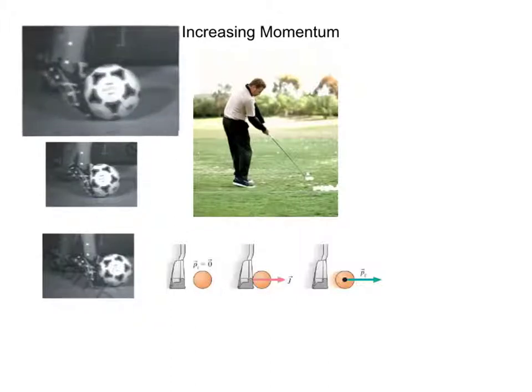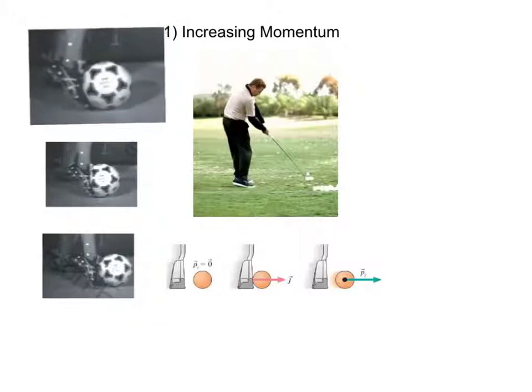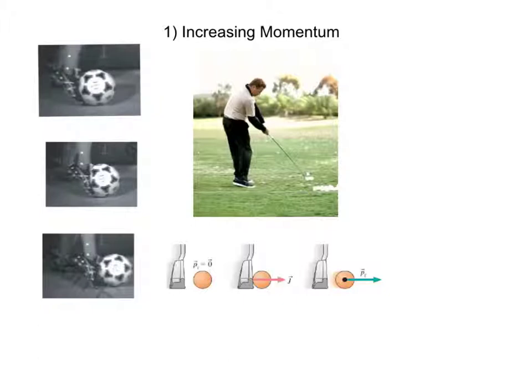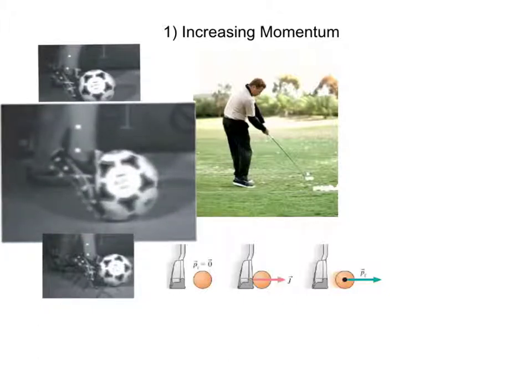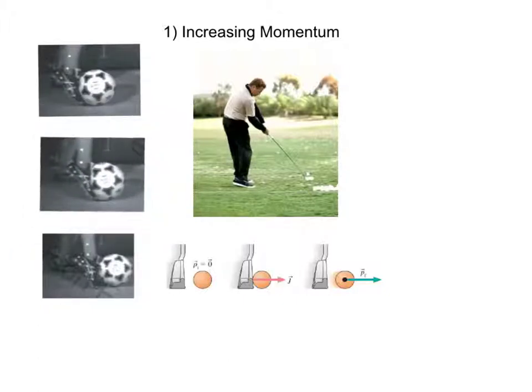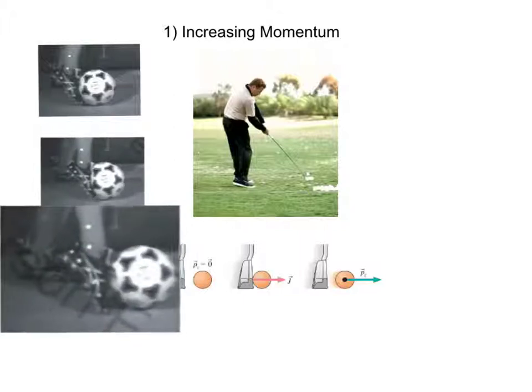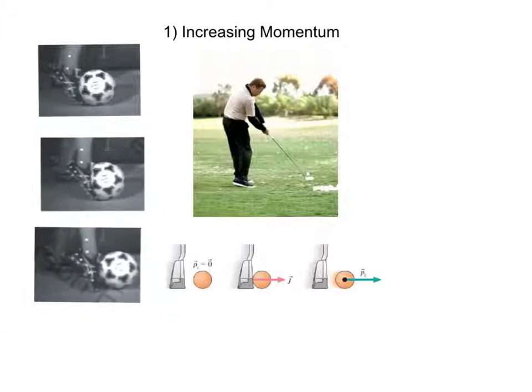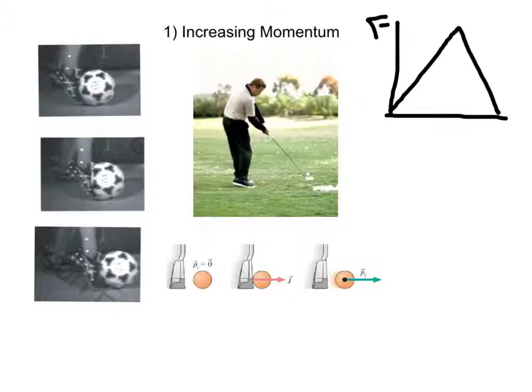So as the foot begins to come into contact with the soccer ball, the ball deforms until that force is at a maximum, and then that force lowers back to zero as the ball moves away from the foot. So the force of a kick or a hit on our golf ball is going to go up and then come back down. So there's our force, and here's time.